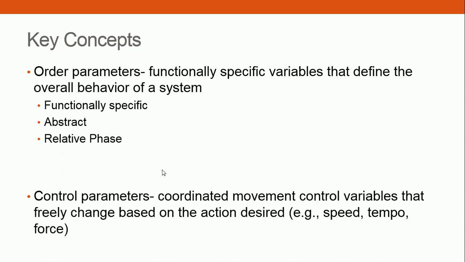Control parameters, on the other hand, are things that I can manipulate. Control parameters are coordinated movement control variables that change based on the action desired. A control parameter that we manipulated in the Kelso experiment that we just did was speed. As I move faster, manipulating the control parameter of speed makes each of those conditions more or less stable. As I sped up, in-phase coordination became fairly unstable, and I was forced to shift. I was pulled over to that more attractive state of anti-phase coordination.